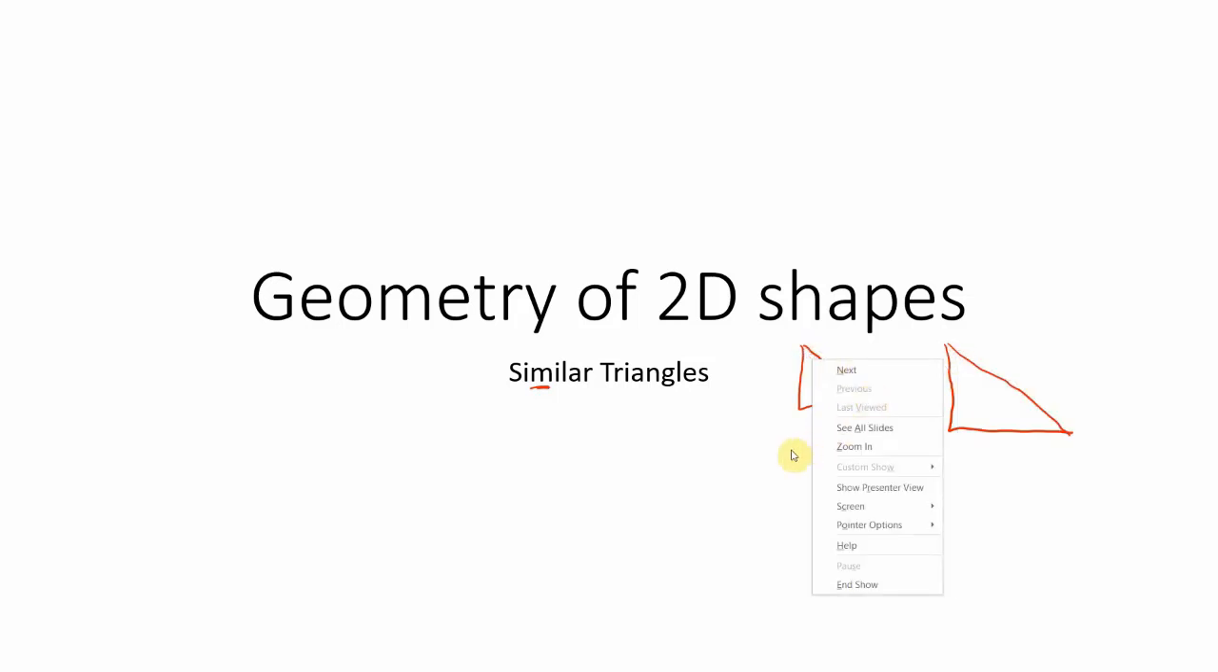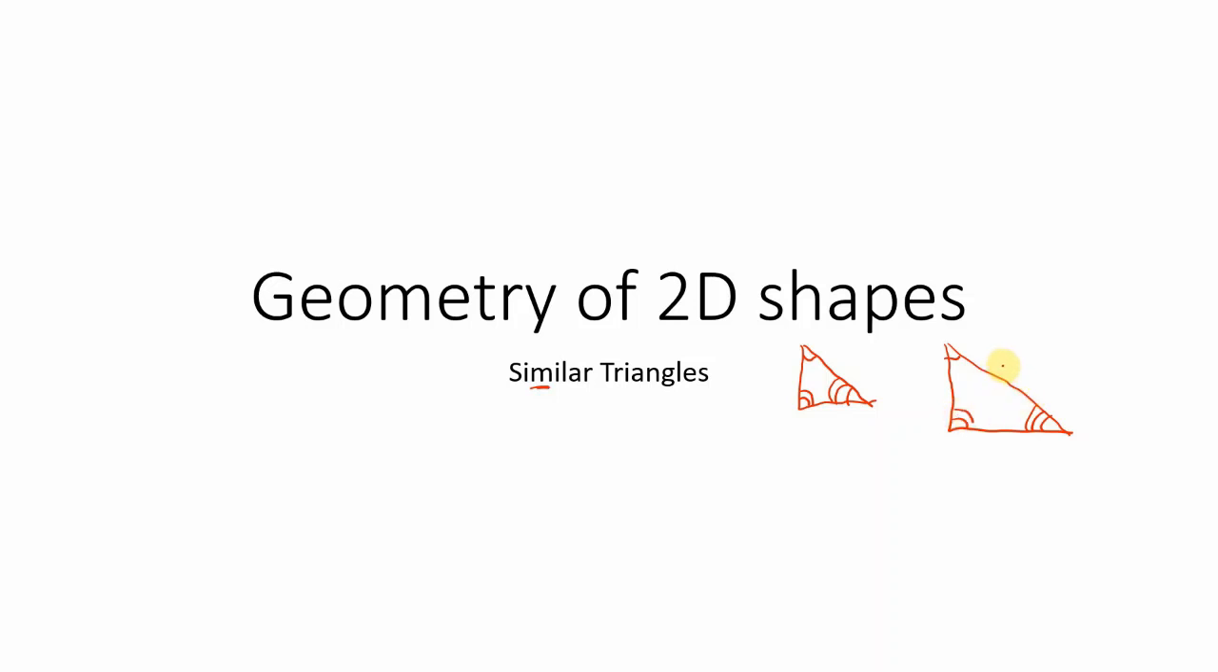equal in size, and if these angles are equal in size and the final set of angles are equal in size, then it would be similar triangles. This one will just be the bigger version of the other one.